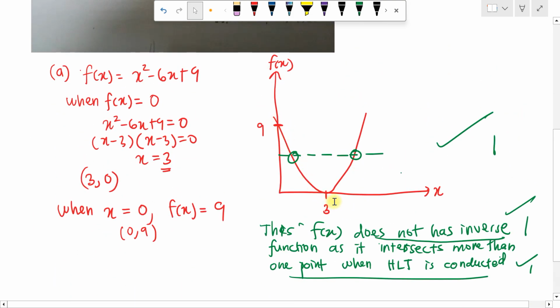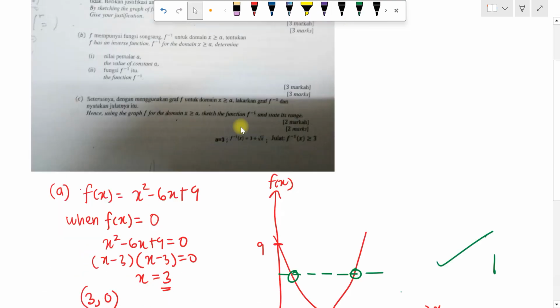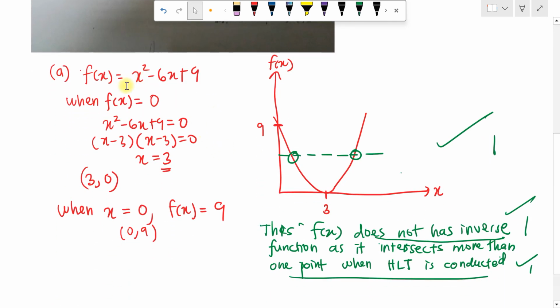Okay, so overall this graph you don't have the inverse. But then question B, suddenly they are asking inverse, correct or not? So you might be thinking, just now we said we don't have inverse, why suddenly we got inverse? They say it has an inverse when the domain x is more than a. Find out the value of constant a. So just now when we did it, the root is 3, right? So if you are considering only this part of the graph, you can draw the inverse.